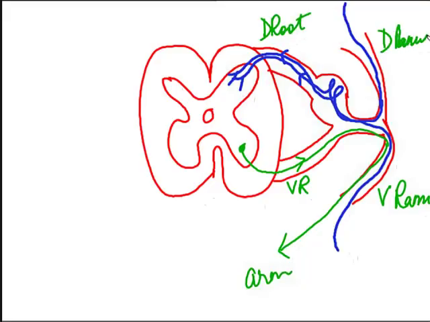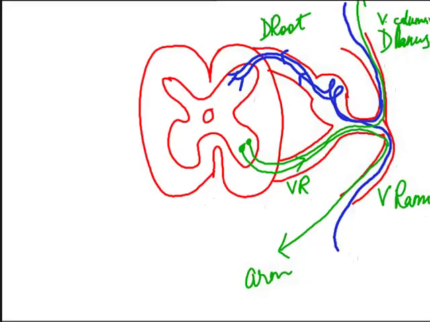Now if the motor fibers or efferent fibers were destined for muscles close to the vertebral column, they'll come out through the ventral root, enter the spinal nerve, and then they pass out into the dorsal ramus to go and supply muscles very close to the vertebral column, and these are known as part of the muscles of the back.